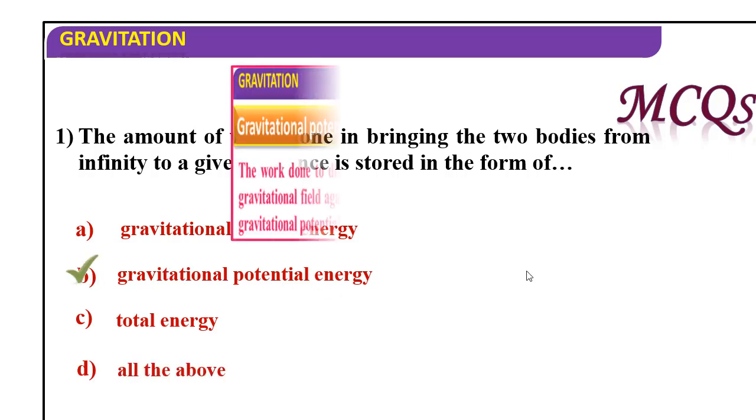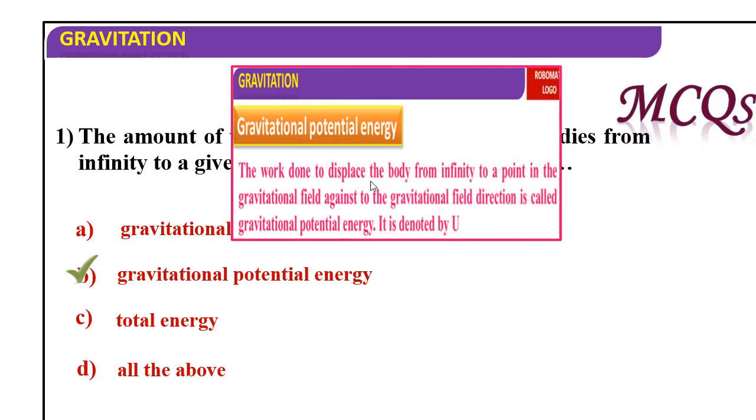So the work done to displace the body from infinity to a point in the gravitational field against the gravitational field direction is called gravitational potential energy. It is denoted by U. Okay.